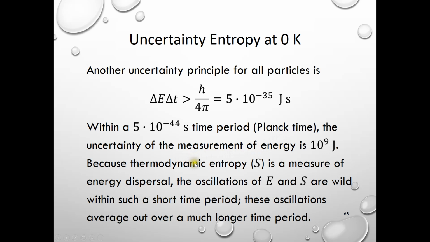Because thermodynamic entropy is a measure of energy dispersal, and we have such a large uncertainty associated with energy, therefore, the oscillations of energy and entropy are wild within such a short time period. However, these oscillations of energy and entropy will average out over a much longer time period.